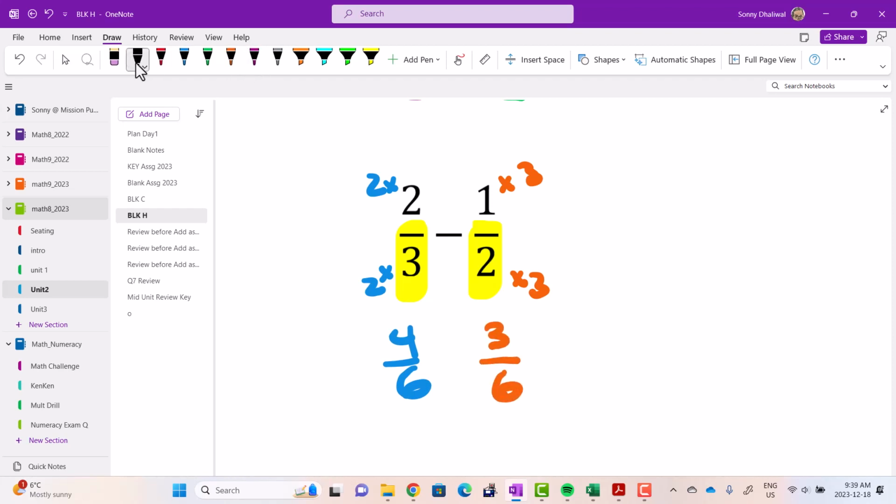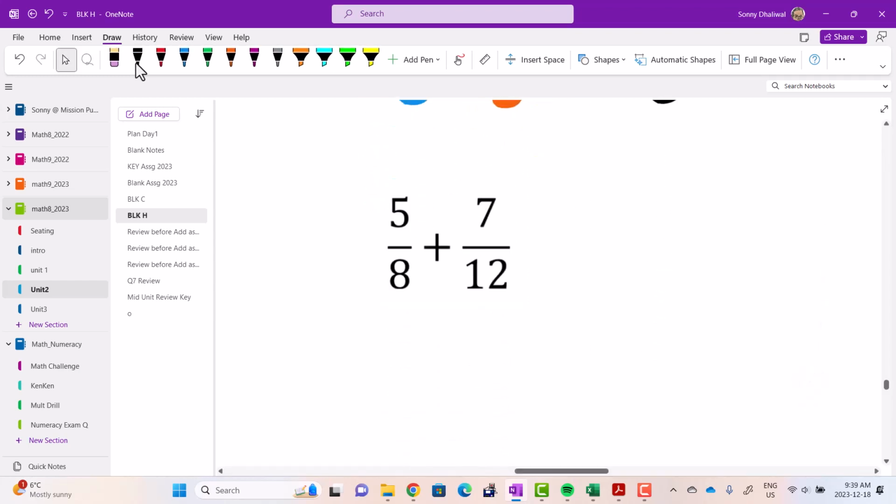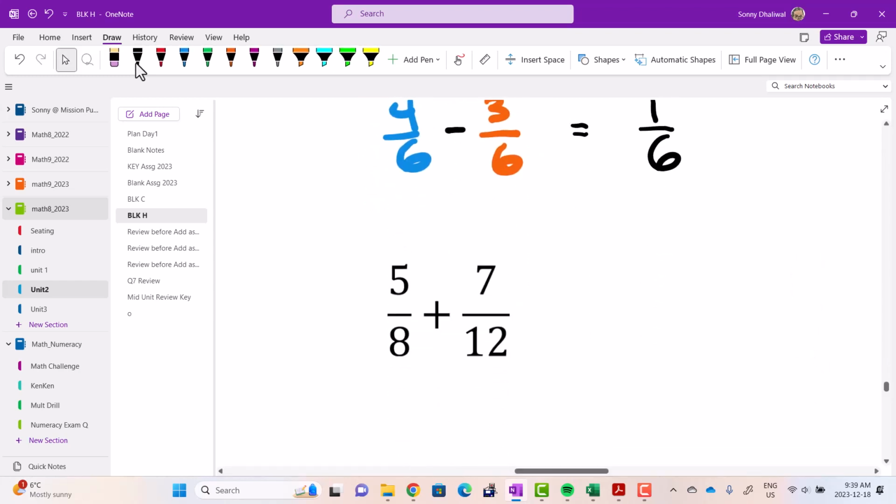And we have a minus sign. So we put this together. 4 minus 3. What number do we get? 1 over 6. That's it. Okay. Last one.